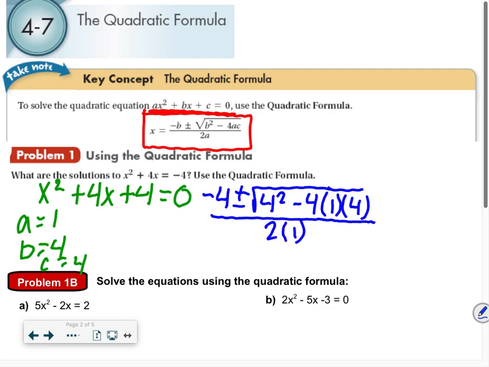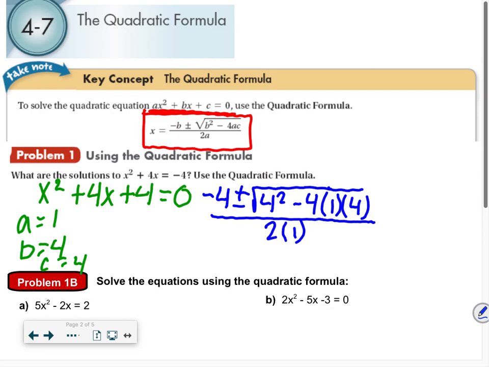Couldn't you just put the negative on top and the plus on the bottom? No, it has to stay there. You need to have the negative 4 there, because there's an order of operations. We have to add and subtract before we can divide.